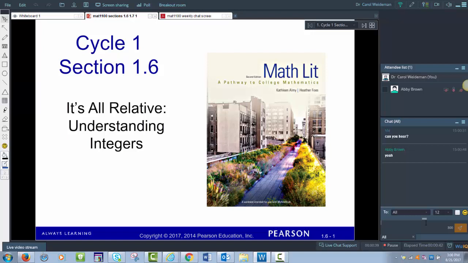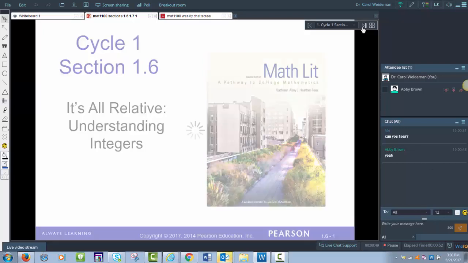All right, we're going to go over 3 sections today. 2 of them are on integers, and then the last section, 1.9, is on making graphs of information. So let's go ahead and get started. So 1.6, again, introduces integers.